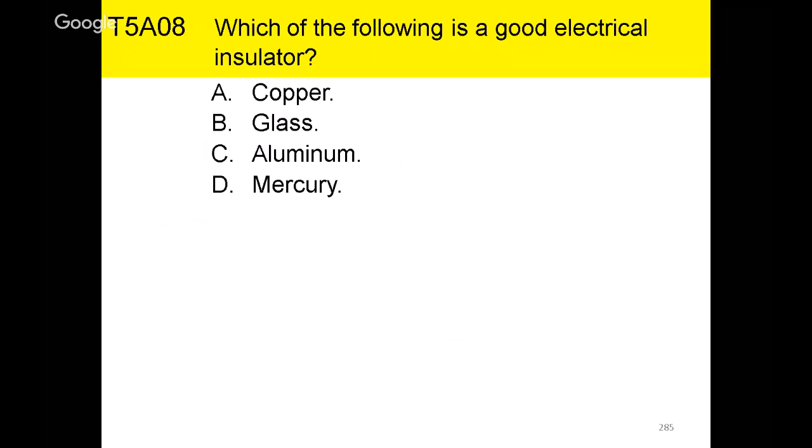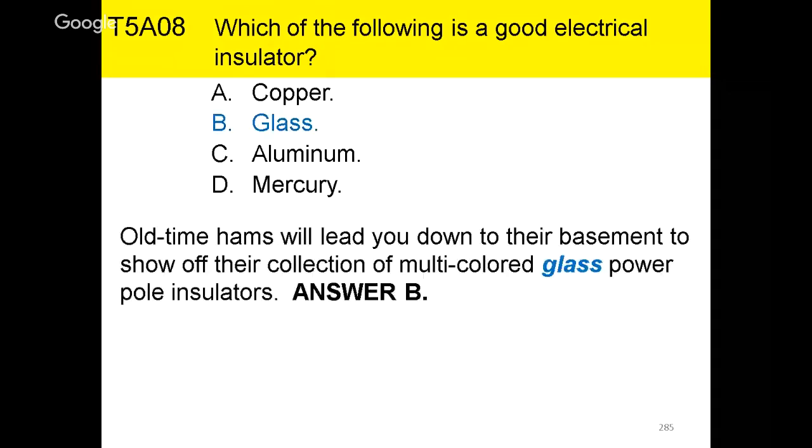And when you look at these, mercury is used sometimes in your thermostat switches. When the little spring in there gets to a certain point, there's a little tube that has mercury in it. Mercury does conduct electricity, and once that little tube gets to a certain point, the mercury flows to the other end, and it makes contact with two metal probes, turns on your furnace or air conditioner or whatever. But in this case, your insulator is glass, and they might have a multicolored glass power pole insulator.